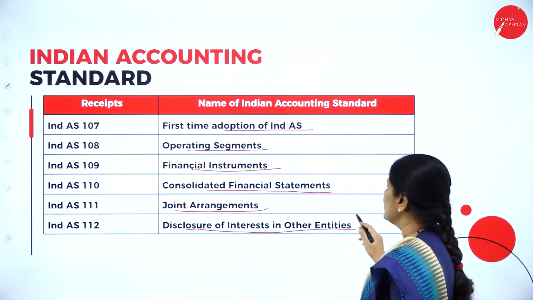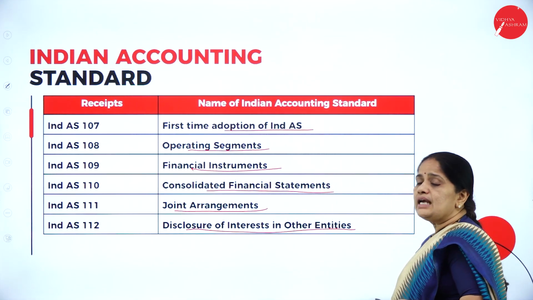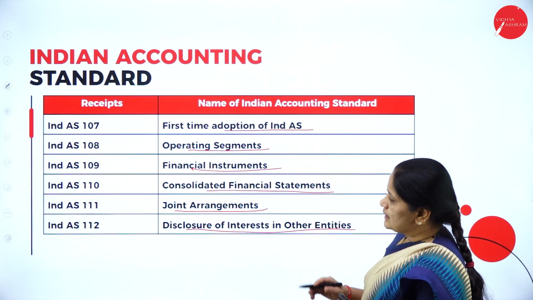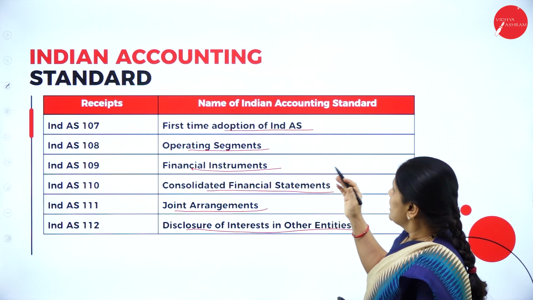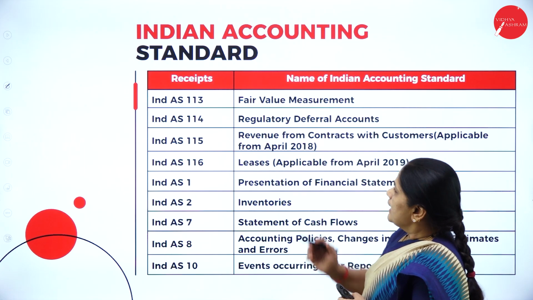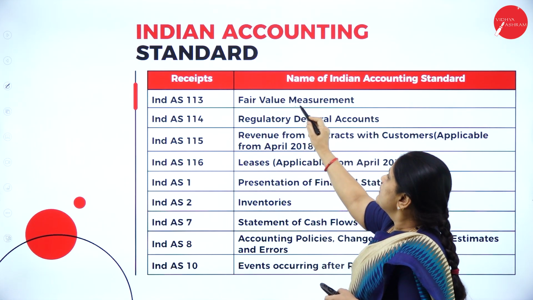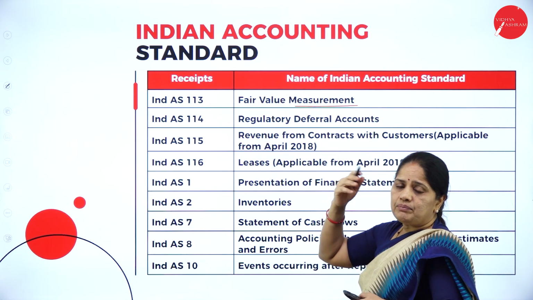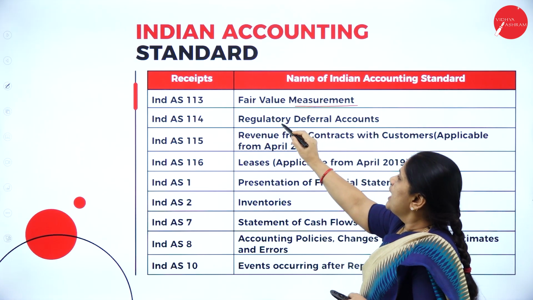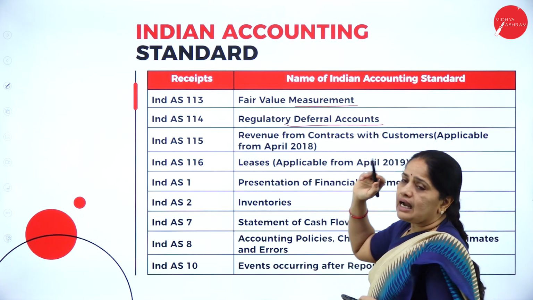112 disclosure of interest in other entities. So these are the various accounting standards, the number and the name of the Indian accounting standard. Then in 113 we have the fair value measurement. It may be of goodwill or it may be of shares, etc. Then we have the regulatory deferral accounts.